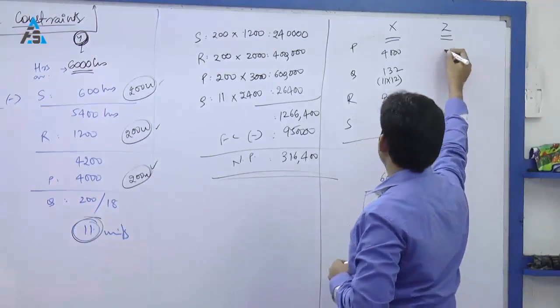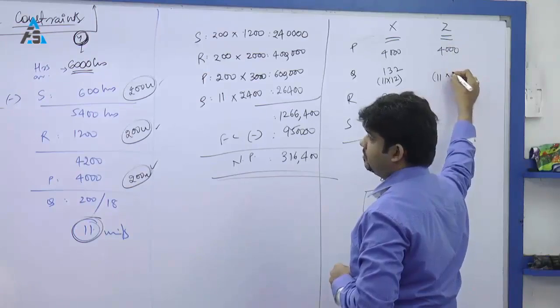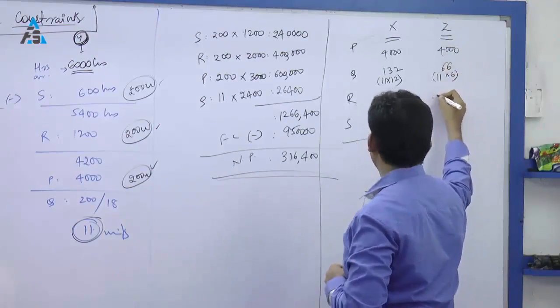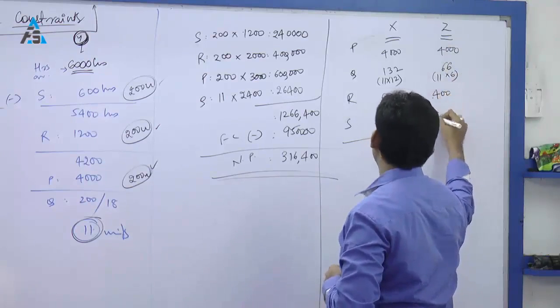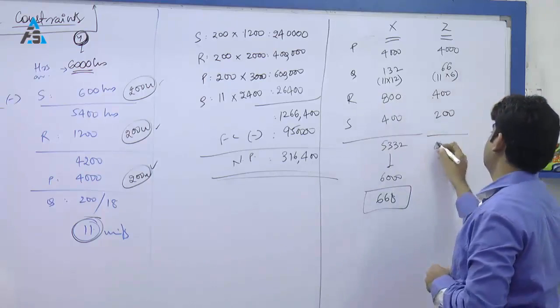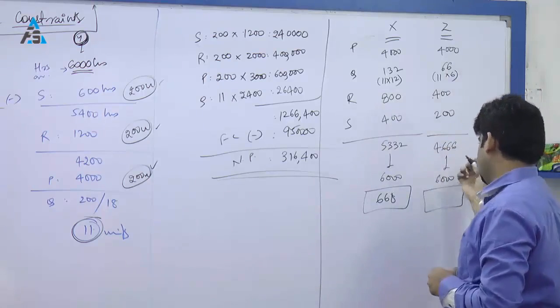For Z, P will take around 4,000 hours. Q, 11 into 6, it is only 66. R is 200 into 2, 400, and 200 into 1, 200. In all 4,666. 6,000 hours is what I have.